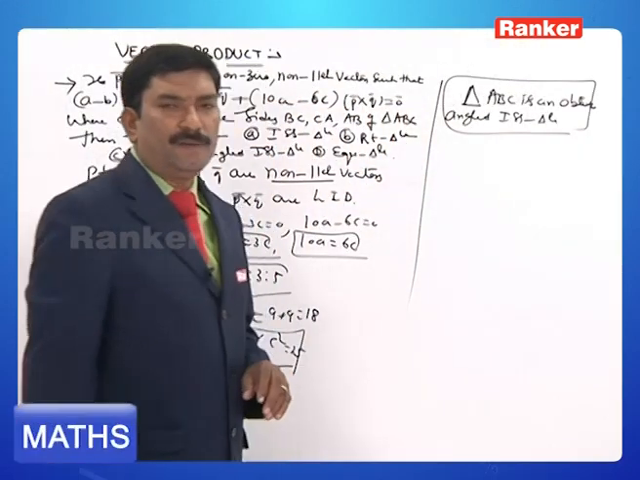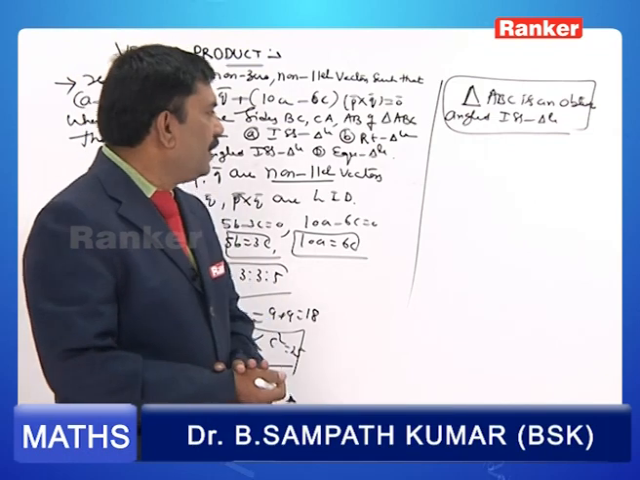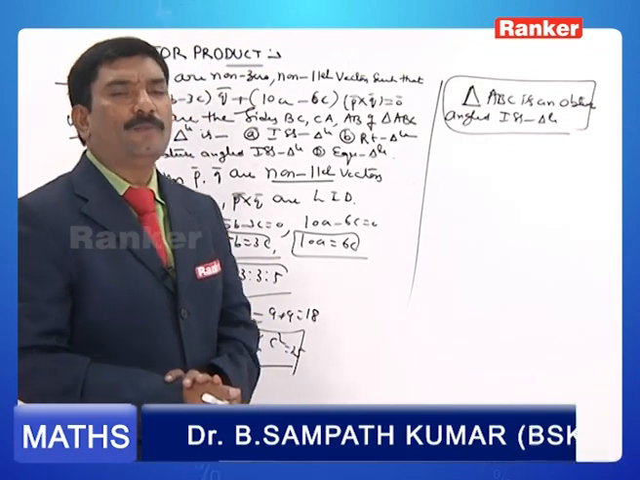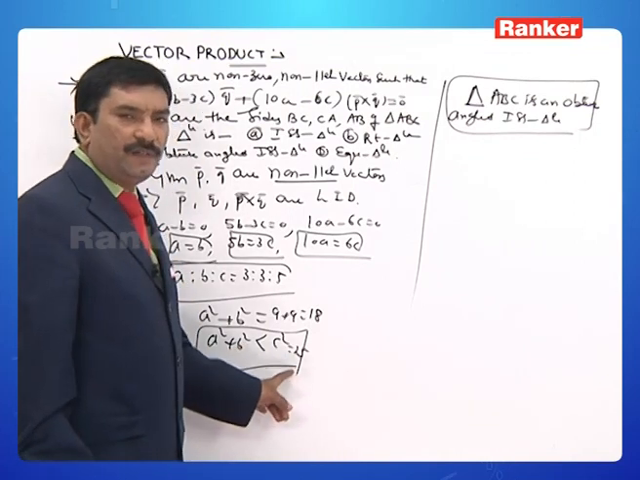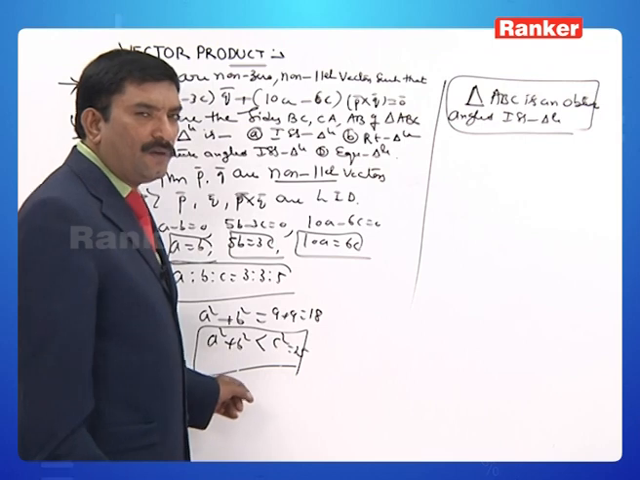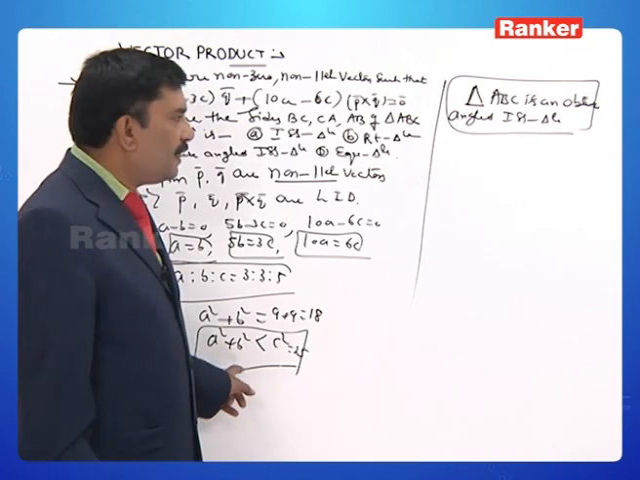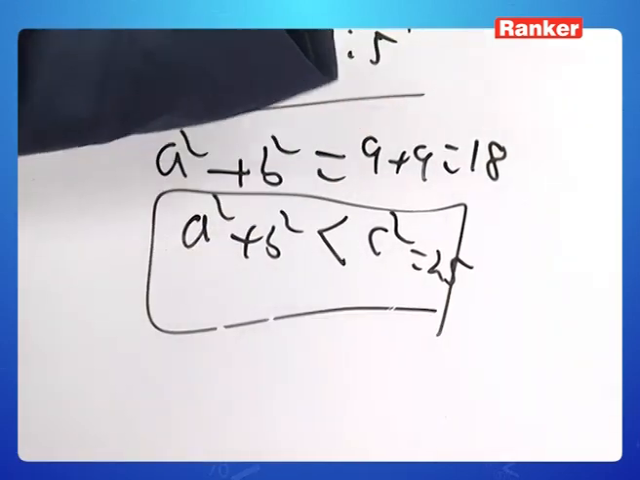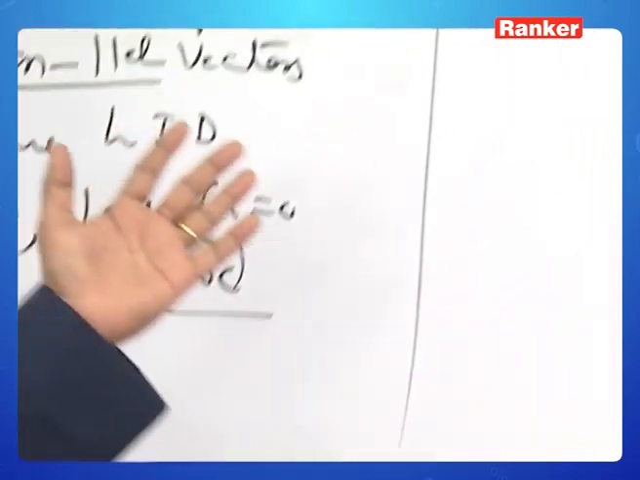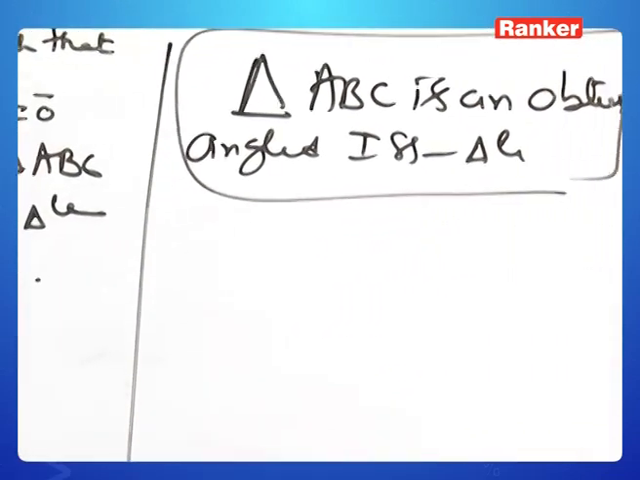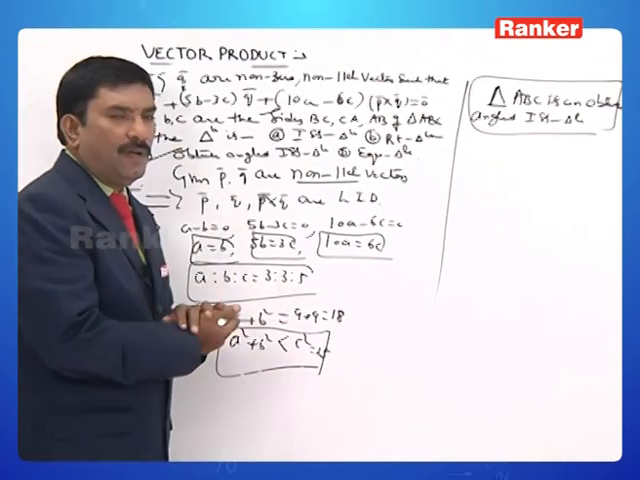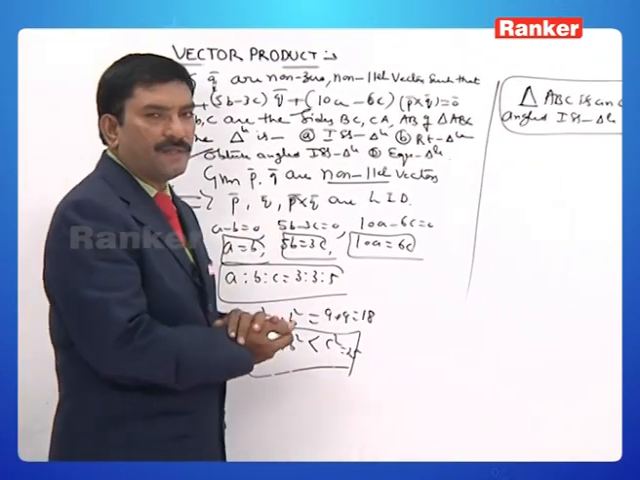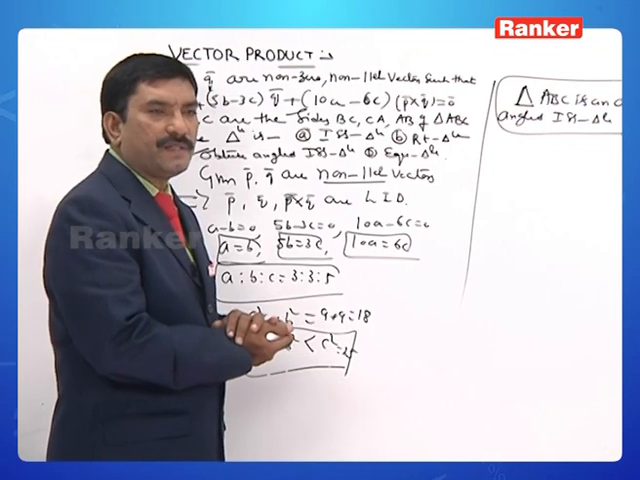Triangle ABC is an obtuse angled isosceles triangle. Why obtuse angled? The sum of the squares of the two sides is less than the square of the third side. Hence we can call it an obtuse angle triangle. And the lengths of the two sides are equal. Hence we can say that triangle ABC is isosceles. On the whole, we can say that option C, obtuse angled isosceles triangle, is the relevant answer. Thank you.